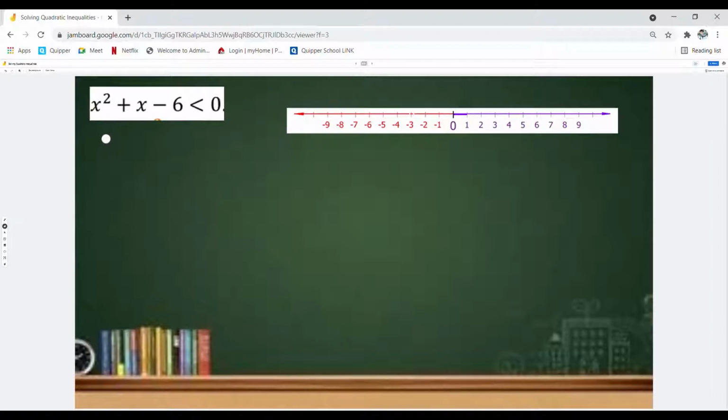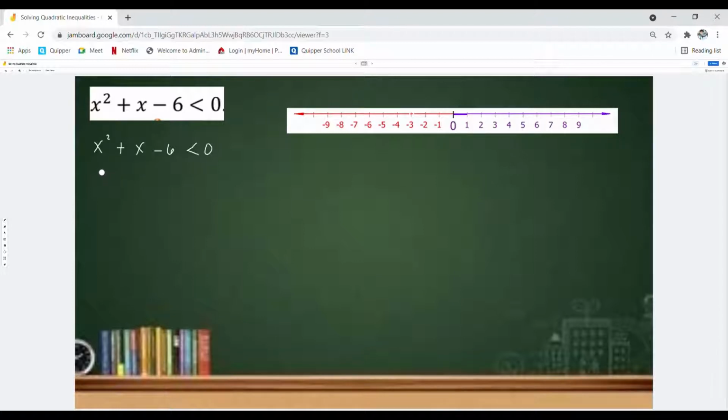So we will solve it this way. I hope you can follow. Let me check my pen first. So you have x squared plus x minus 6 is less than 0. Copy the given. What you will do is treat it like a quadratic equation. So you solve for the roots, because the roots will be our critical numbers.